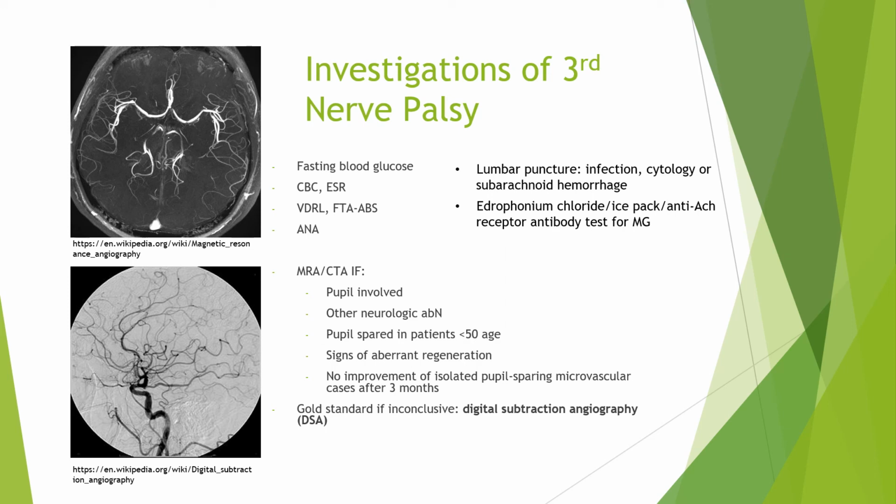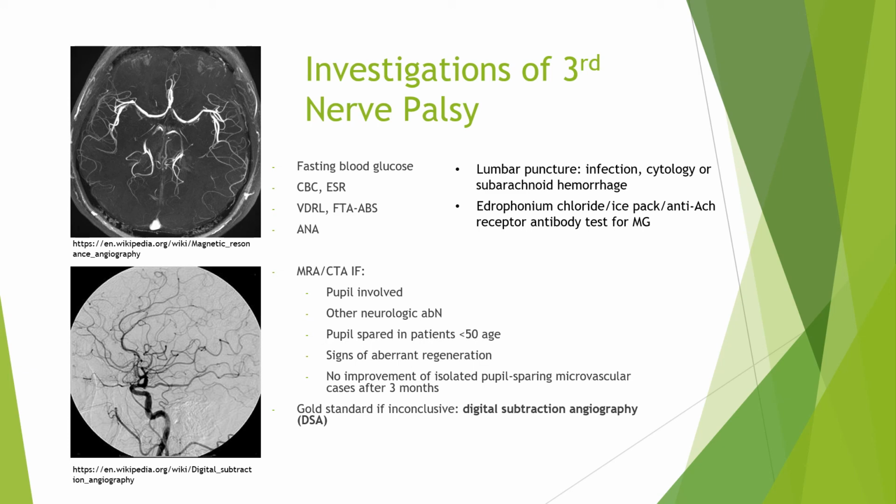Lumbar puncture can be considered to rule out subarachnoid hemorrhage, looking for xanthochromia in the 1 milliliter samples. And it can also be used to rule out any infection in the nervous system as well. Myasthenia gravis can be ruled out with the ice pack test and the anti-acetylcholine receptor antibody tests. Edrophonium is rarely used nowadays.